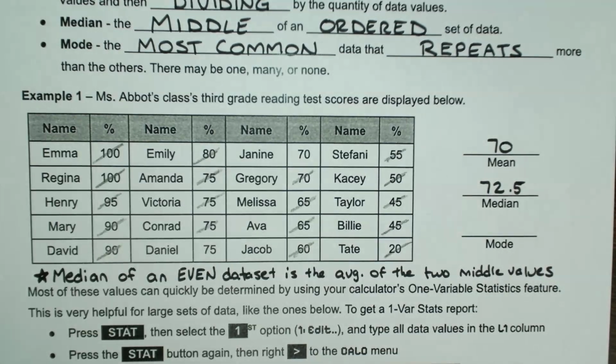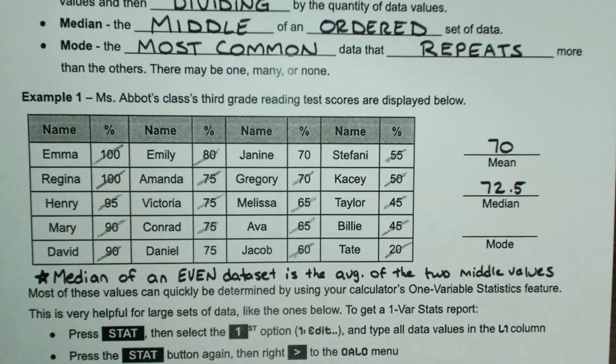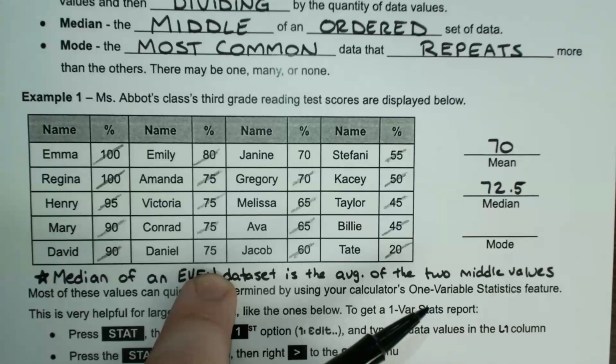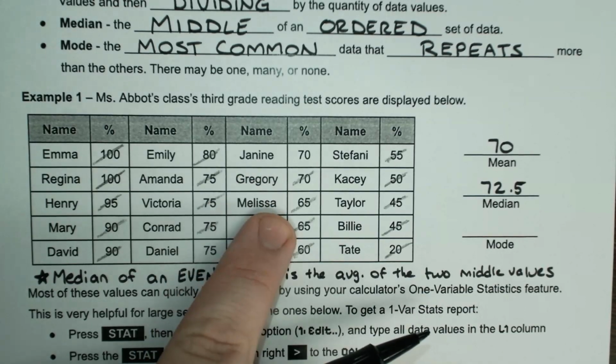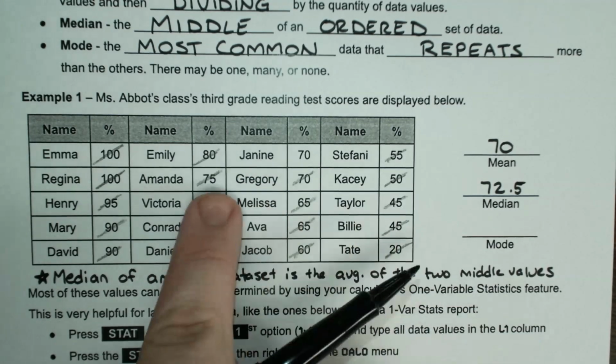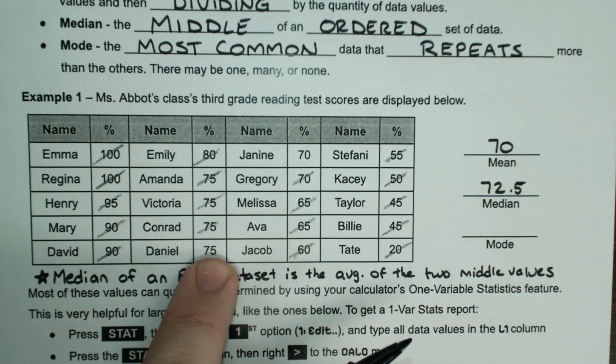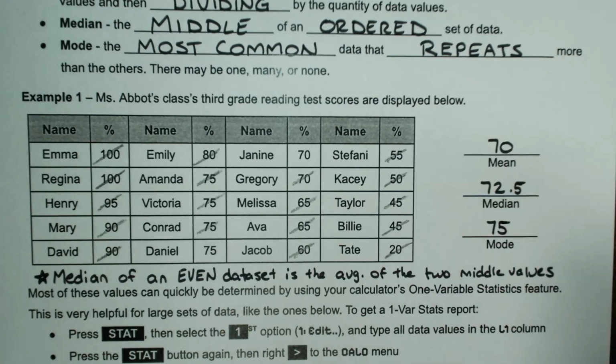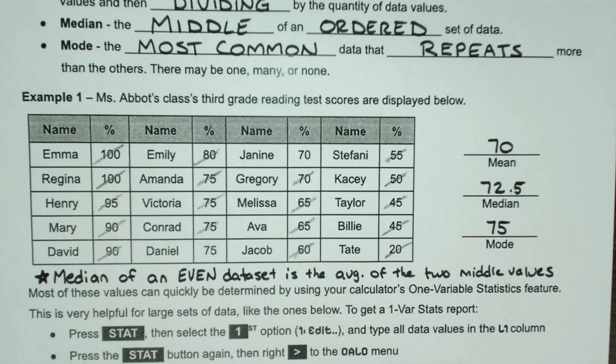The mode is pretty easy to find, especially if the numbers are in order again, because we're just looking for the number that repeats itself more than any others. I see two 100s, two 90s, four 75s, a couple 70s, a couple 65s, and a couple 45s. But 75 appears more frequently than any other number, so 75 is the mode. Does that seem okay?